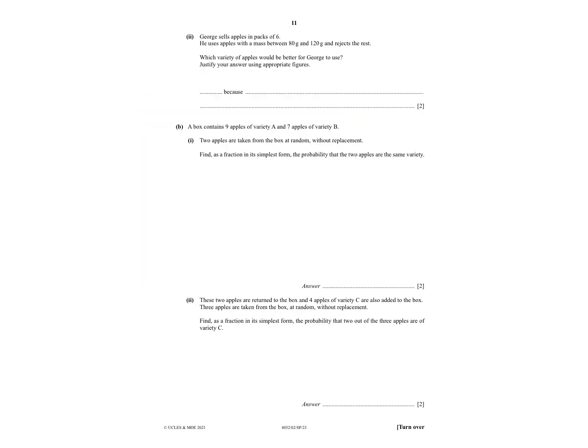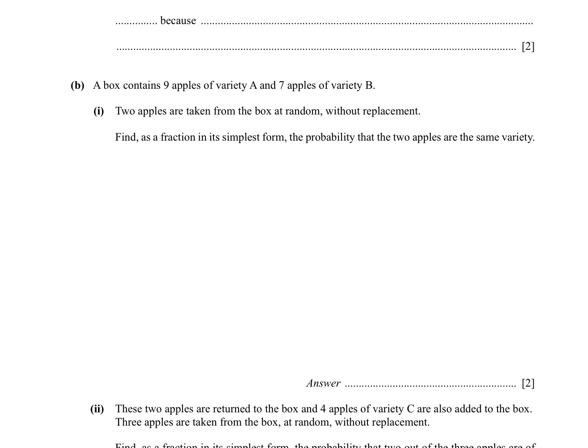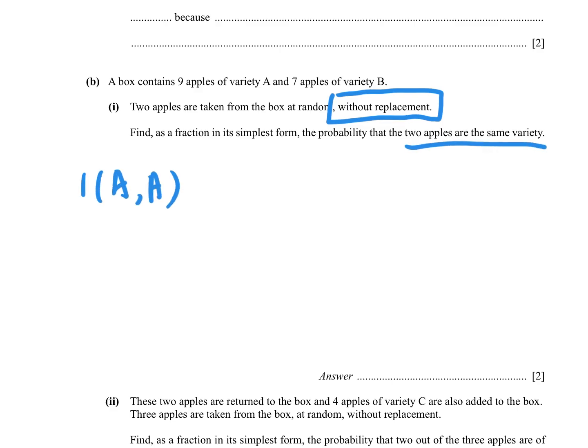So next one, they ask you that George wants to sell the apples in packs of 6. So she wants to use apples within the mass of 80. One is probability. Variety A and B, 2 apples taken out without replacement. So find the probability that they are the same. So it's either AA or BB.